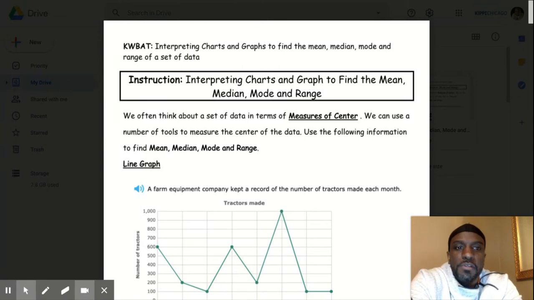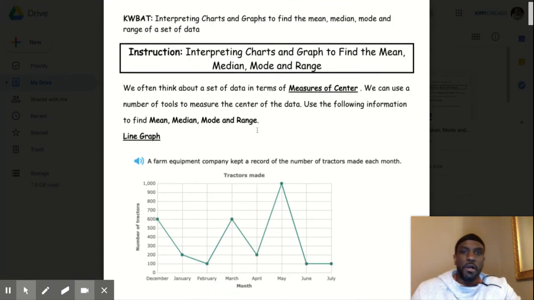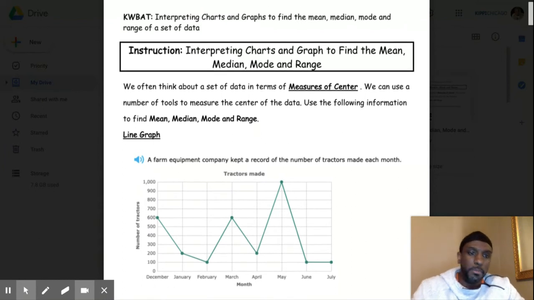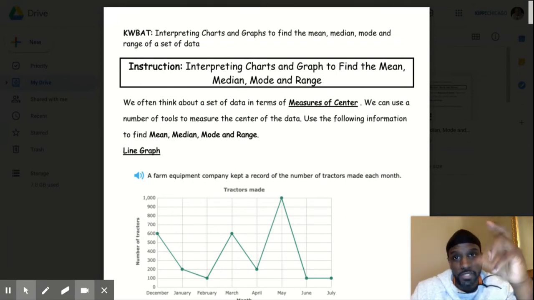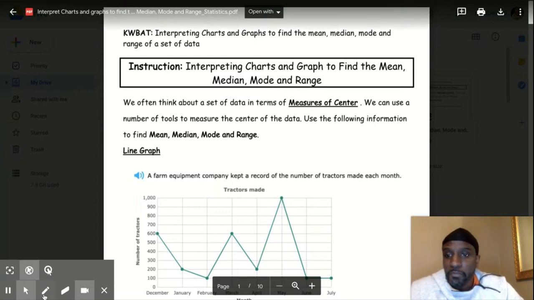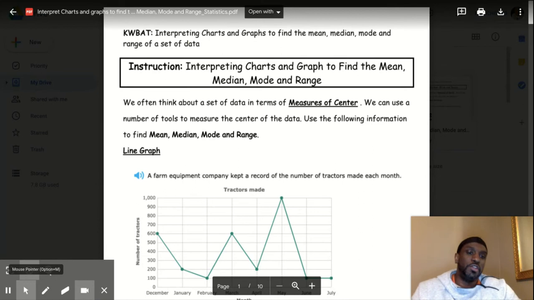Okay. So today we're going to talk about interpreting charts and graphs to find the mean, the median, the mode, and the range of a set of data. Yesterday we talked about finding the mean, the mode, the median. Today we're going to talk about the range, and how to get that information from a graph or a table. You have to interpret that information from a graph or table. So we'll be looking at different types of tables or graphs or charts and interpreting information from them.